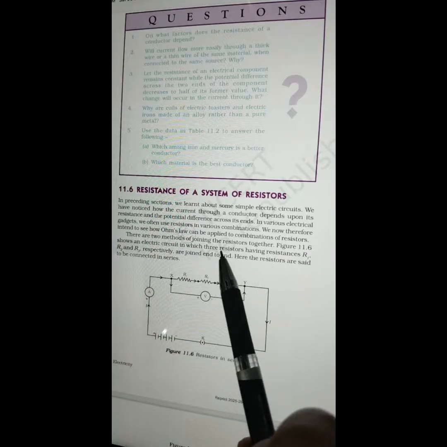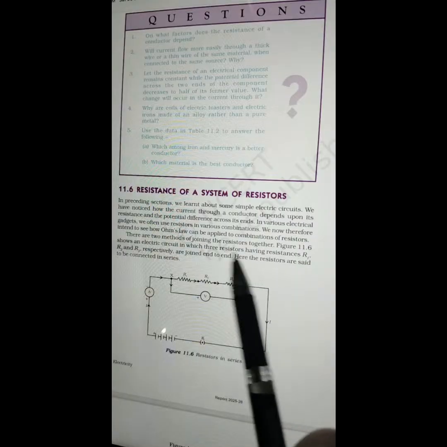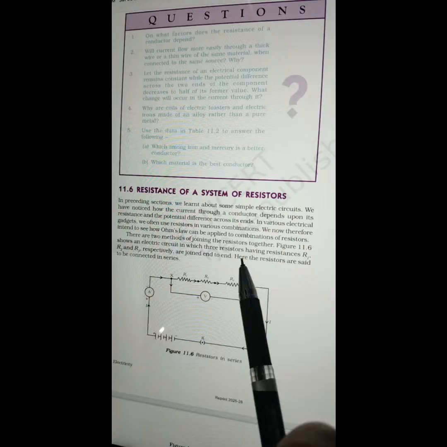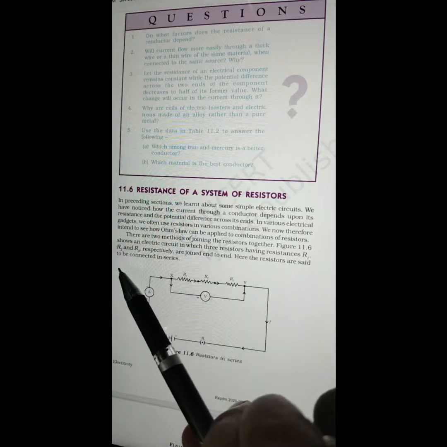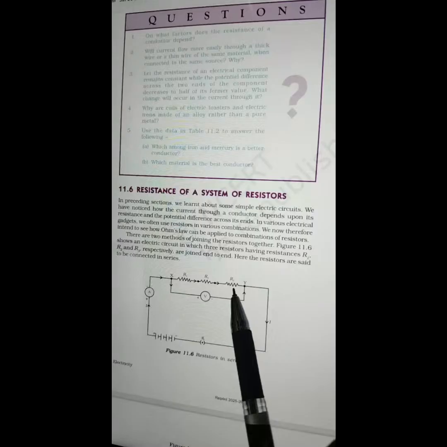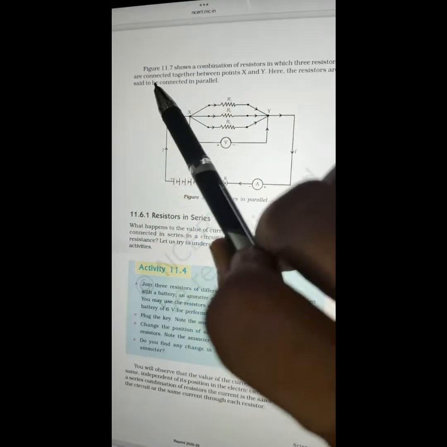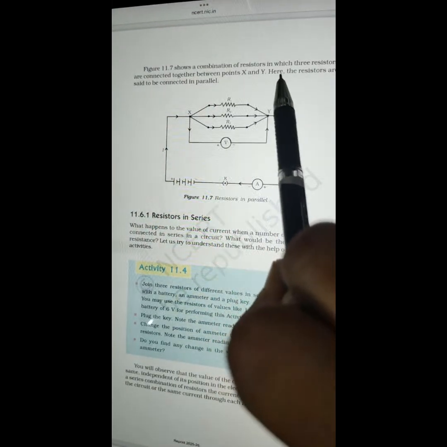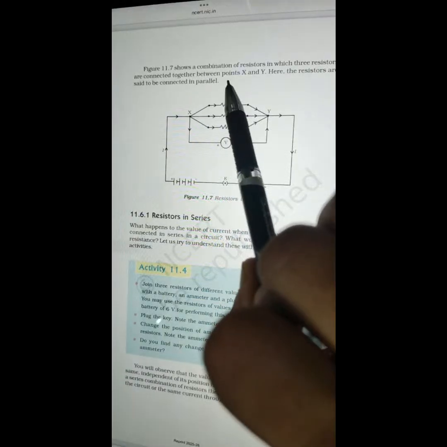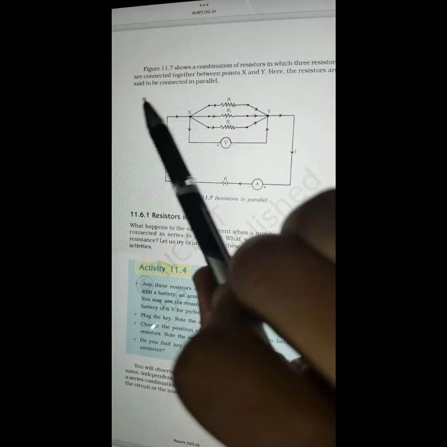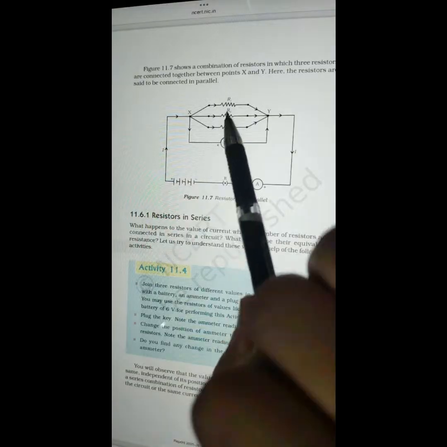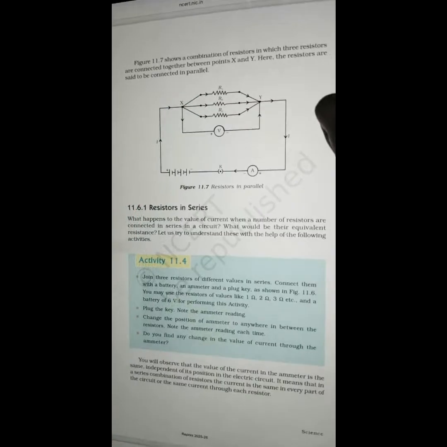There are two methods of joining the resistors together. Figure 11.6 shows an electric circuit in which three resistors having resistance R1, R2, R3 respectively are joined end to end. Here the resistors are said to be connected in series. This is one way to connect the resistors. Figure 11.7 shows a combination of resistors in which three resistors are connected together between points X and Y. Here the resistors are said to be connected in parallel. So they look parallel to each other.